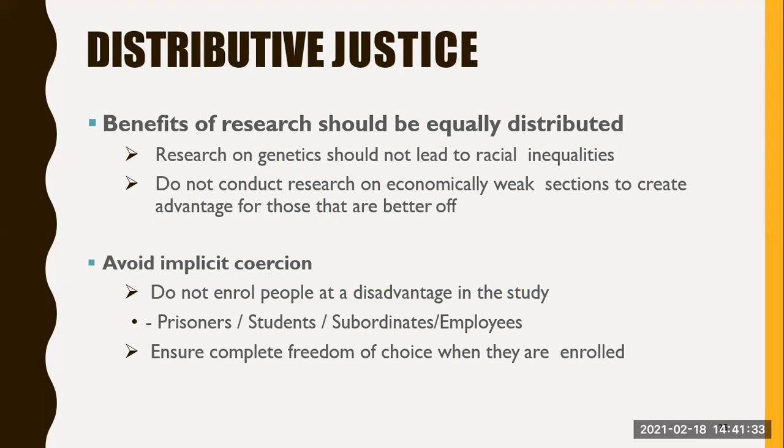Okay. The next is avoid implicit coercion. Coercion means what? Forcefully. We don't have to force anyone into getting into the clinical trials. That is, do not enroll people at a disadvantage in the study. That is, prisoners, students, subordinates, or employees. Okay, so ensure complete freedom of choice when they are enrolled.